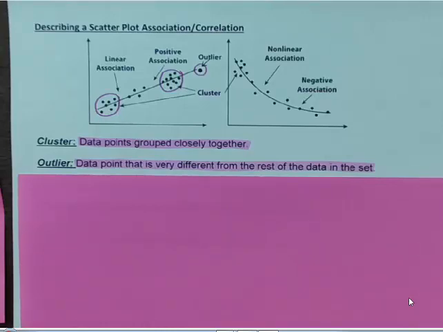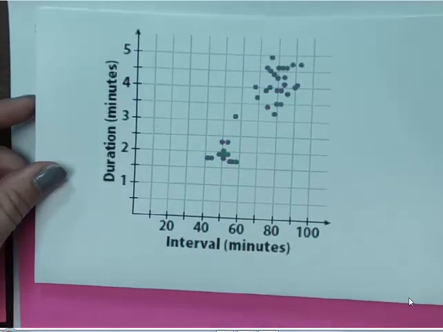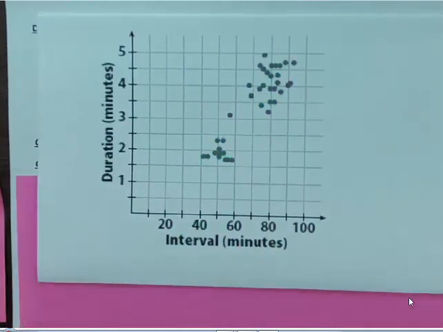So if I'm looking at just a couple more examples, this graph right here shows really good examples of clusters and really an outlier. Okay, how many clusters do you think we have here?